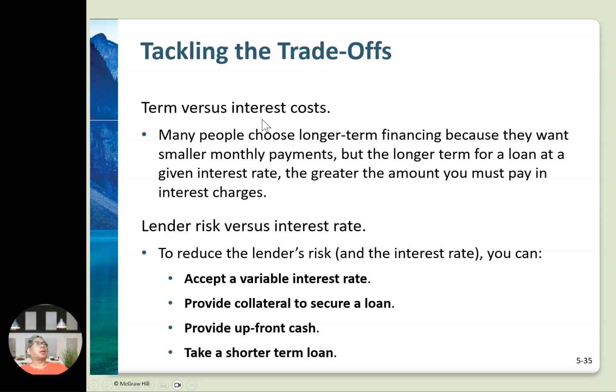Tackling the trade-off: term versus interest cost. Many people choose longer-term financing because they want smaller monthly payments, but the longer the term of the loan at a given interest rate, the greater the amount of interest charges you must pay. Lender risk versus interest rate: to reduce the lender's risk, you can accept a variable interest rate, provide a collateral-secured loan, provide upfront cash, and take a short-term loan.